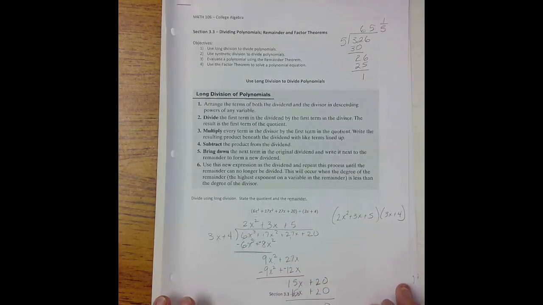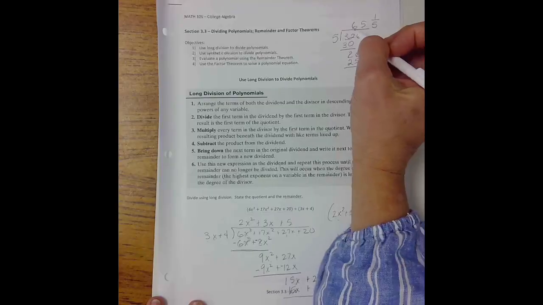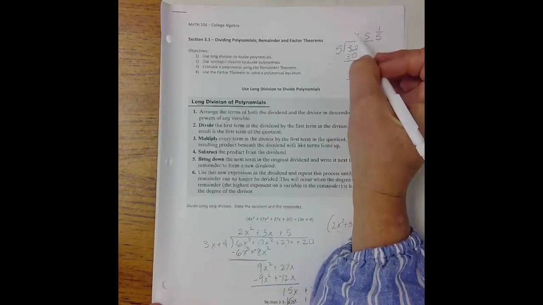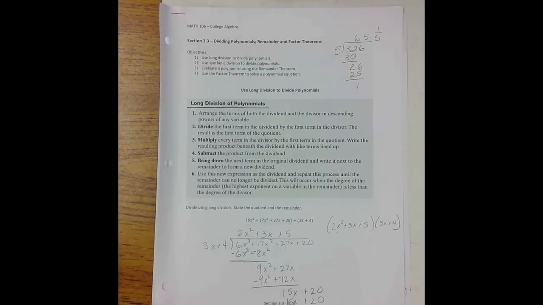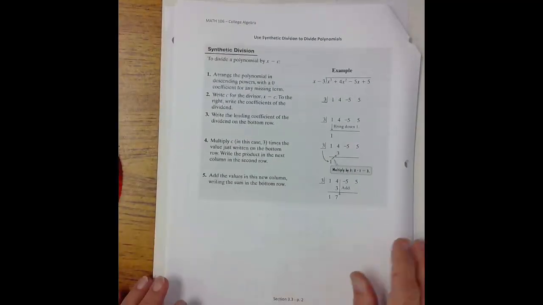But remember, it would be the same as my factored form. Like I could write this as a factored form from what I multiplied here, just like I could up here when I said that this times this should give me the 326. Let's go ahead and do another problem with it this time. But what we just did is what we call long division.